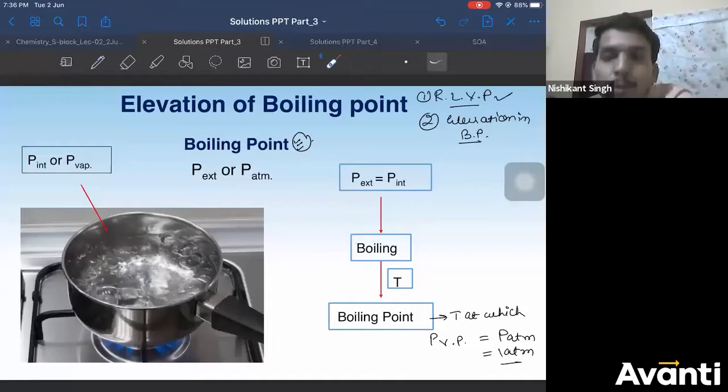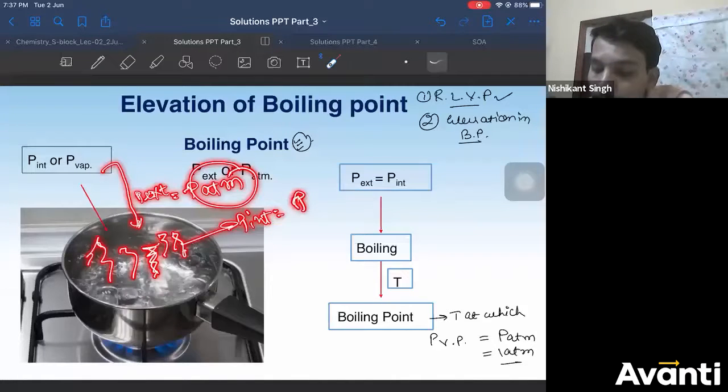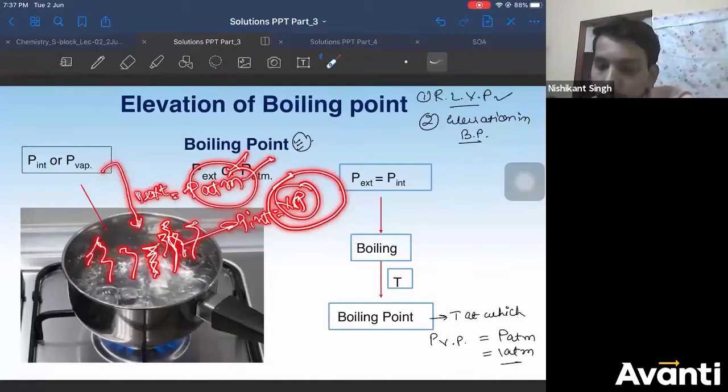Now, what we have shown over here is the pressure of the air acting on this container, which is your P external. In the open atmosphere, the P external will be P ATM, atmospheric pressure. And the vapors of this container will also exert some pressure, that is P internal, the vapor pressure of the liquid. So the temperature at which the vapor pressure of the liquid becomes equal to atmospheric pressure is called boiling point. Or you can say P internal becomes equal to P external.